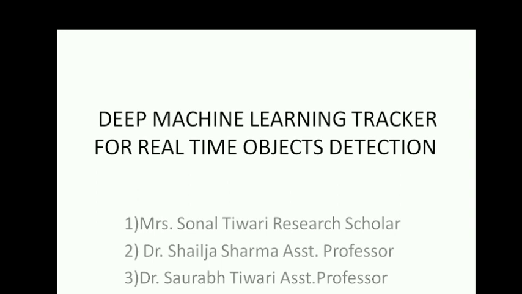I, Sonal Tiwari, research scholar at RIT University, Bhopal. My paper presentation topic is Deep Machine Learning Tracker for Real-Time Object Detection.